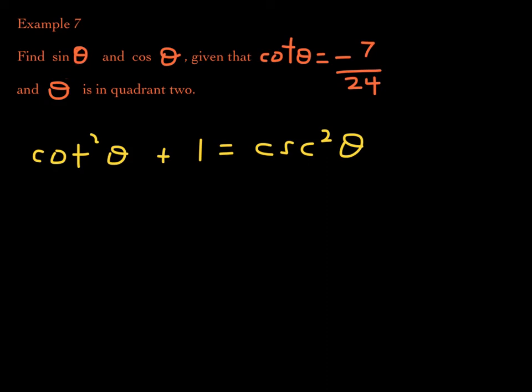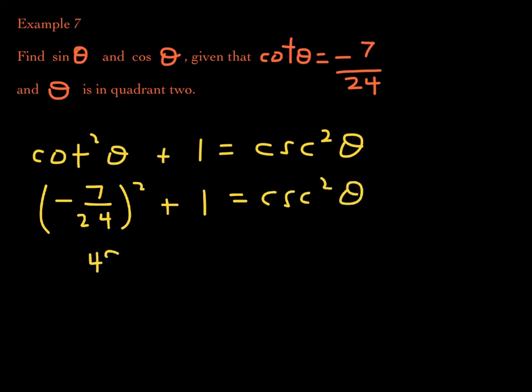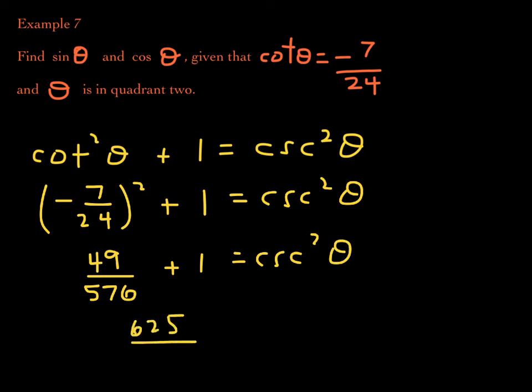Cotangent of theta is negative 7 over 24. I have to square it according to the identity. This is 49 over 576 plus 1 is equal to cosecant squared of theta. This turns out to be 625 over 576 is equal to cosecant squared of theta. Be careful with your arithmetic. The number 1 is really 576 over 576. And when you add that to 49, you get 625 over 576.